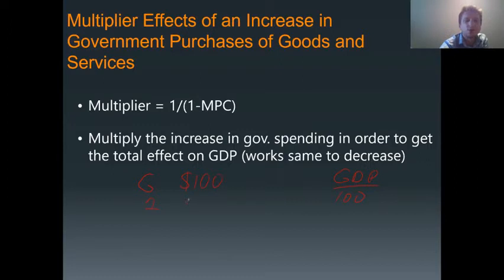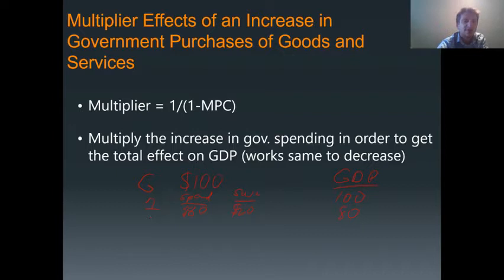Person one then has $100. They choose to spend or save that money. We're going to say they choose to spend 80% of it. So person one spends $80, saves $20. So in that next round, $80 has now been added to GDP.